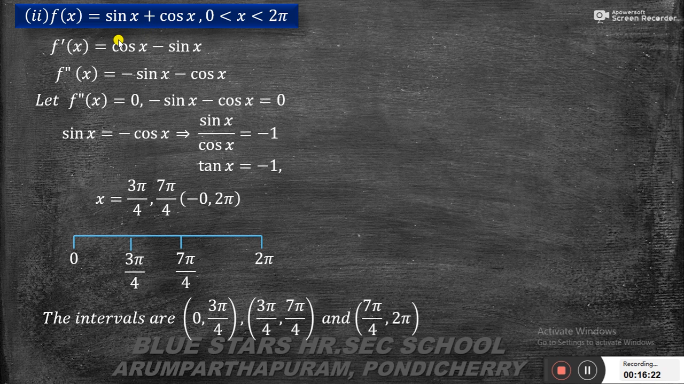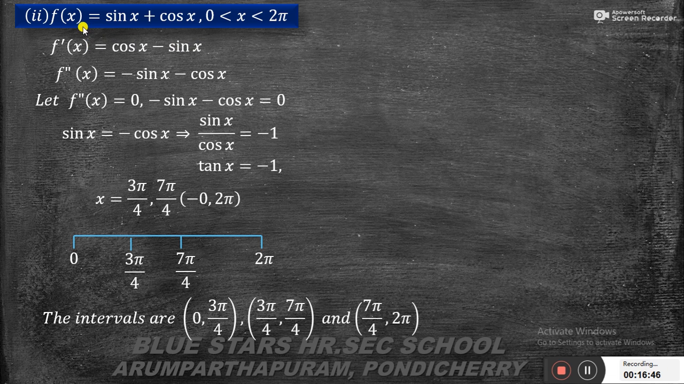After that we substitute any value from that interval in the f double dash. If we get the minus sign, it is concave downward, and a plus answer means we represent it as concave upward. So you see, first the question is to find concavity. Concavity means it is upward and downward, concave upward, concave downward. So next they ask about the points of inflection.